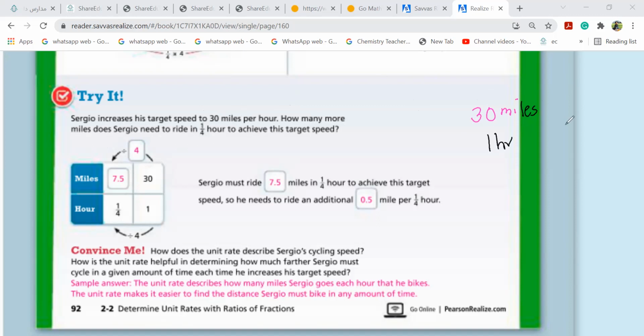Okay. So 1/4 hour, 1/4 hour, how much? How do I teach you? 30 divided by 1 times 1/4, right? That means 30 over 4. If I ask you what is 30 over 4, is it 30 over 4? 30 divided by 1 multiply by 1 over 4.